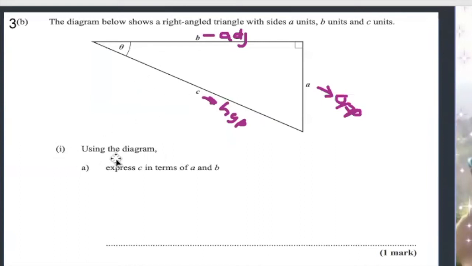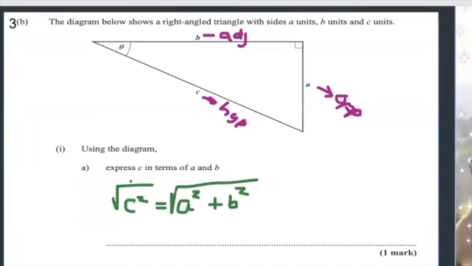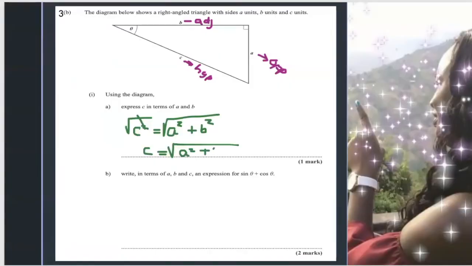Now, part one states using the diagram, express C in terms of A and B. Now, how can I link C with A and B? We know Pythagoras' theorem that C square is equal to A square plus B square. That's Pythagoras' theorem. So we're going to use that concept. So we know C square is equal to A square plus B square, then I can square root all of this. So square root cancels the square, so that means C is equal to the square root of A square plus B square.